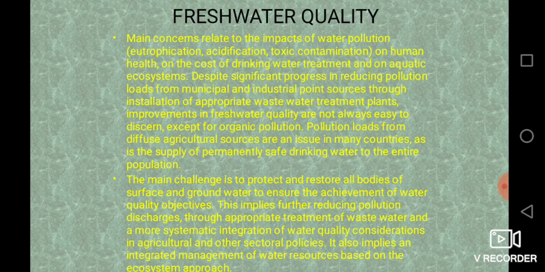Water quality. We need to increase the freshwater quality because lots of fresh water is being polluted by discharge of effluents from industries as well as the overland flow from the agricultural field, where pesticides or insecticides have been applied.